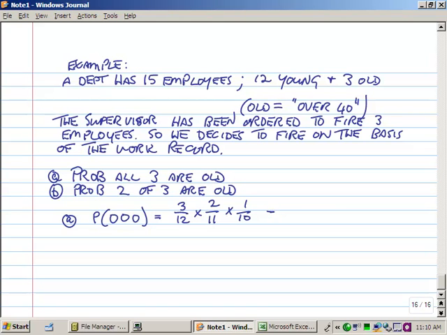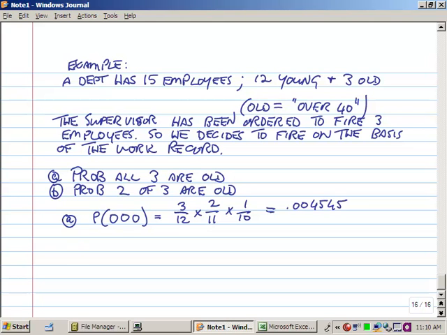Okay, and if my calculation is correct, that's 0.004545, etc. Okay, very tiny probability. So the probability of this supervisor randomly selecting the 3 old employees to fire is so small that it's unbelievable that he did not use age or something based on age to fire them.